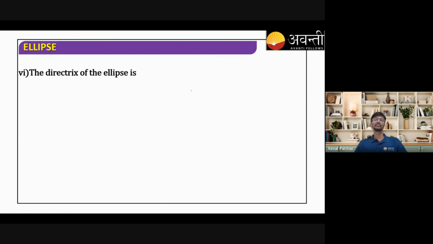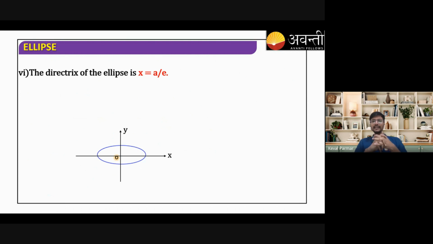The directrix of the ellipse. C equals A. Very good. You are running very fast. That means I think you have completed this in your school, right? Grisha, this is completed in your school, right? That's why you are giving answers. Super.